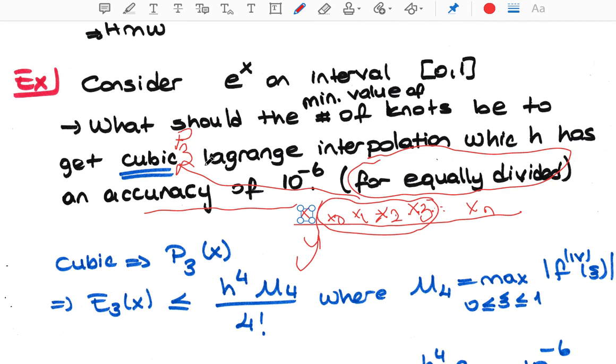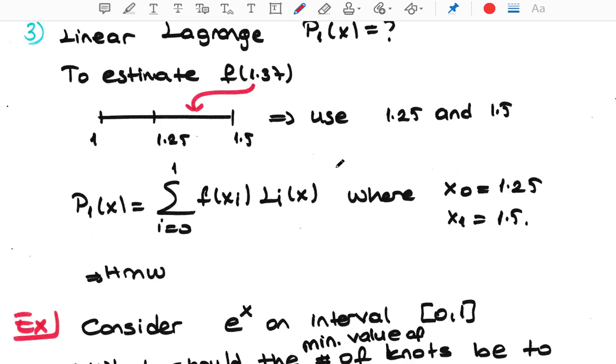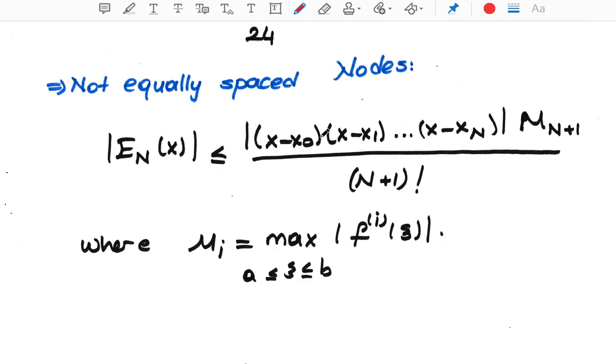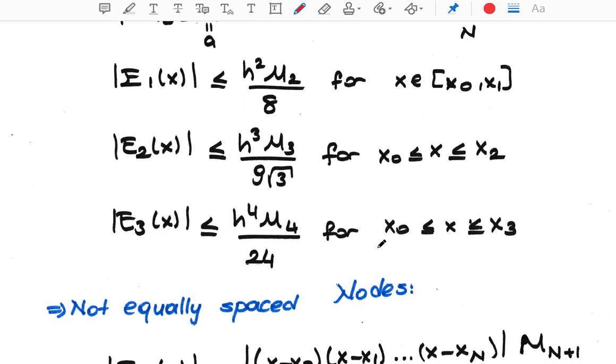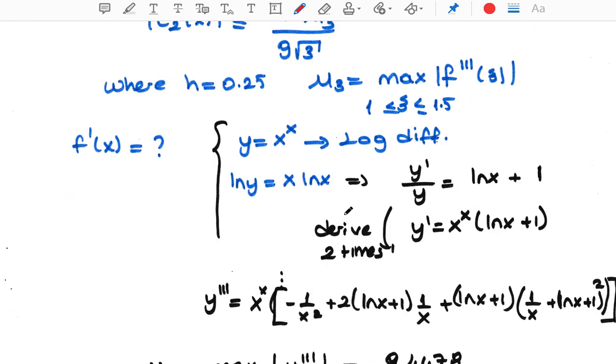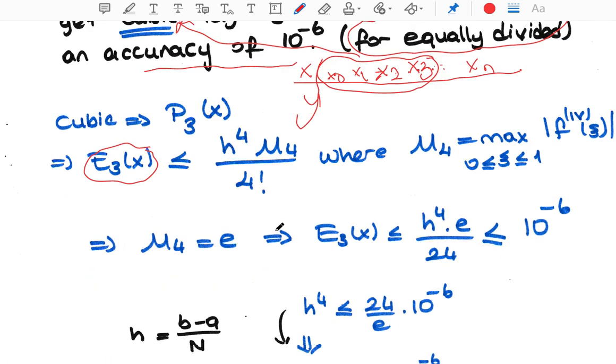Okay, P3 gives rise to E3. So E3, as we know from the definition, what was E3 in the previous definition we wrote? I wish to show here. This is E3 if you are considering an equally divided interval. So h means what? B minus a, my right hand side minus left hand side, divided by the number of divisions. So totally it creates n plus 1 points. Okay, we will continue to solve this question by considering this formula.